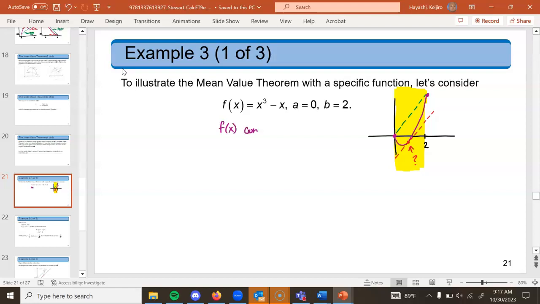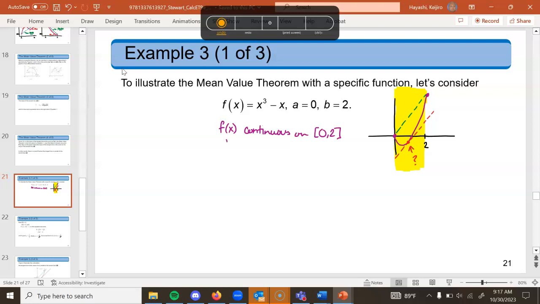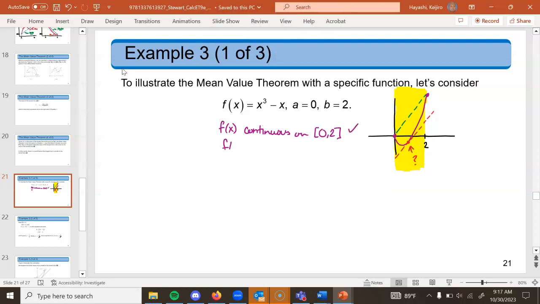So f of x is continuous on 0 to 2. And f of x is differentiable on 0 to 2 as well.